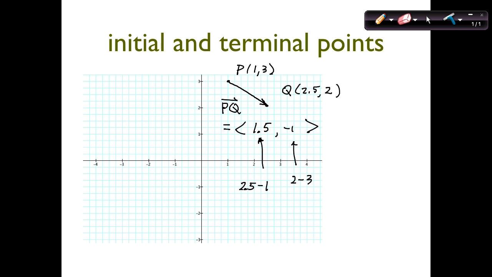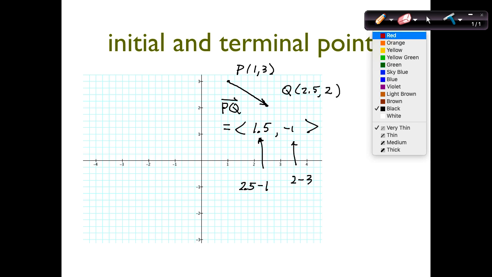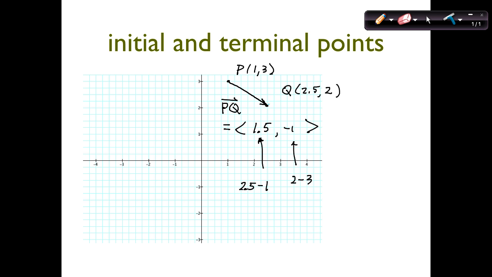Okay, and then we could also write the vector. What vector is that? QP. Tail at Q, tip at P. And then we've already done the heavy lifting. We can just write it down. QP will be? Negative 1.5, 1. It'll be equal and opposite, right? It's the same vector, just in the opposite direction. So you can just flip the signs of your components.